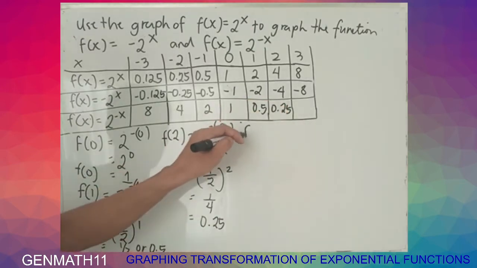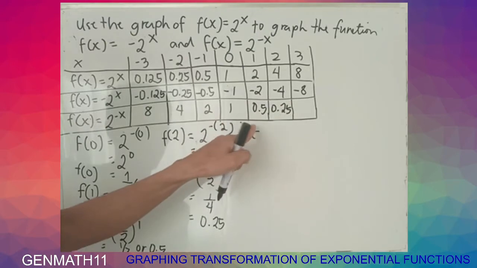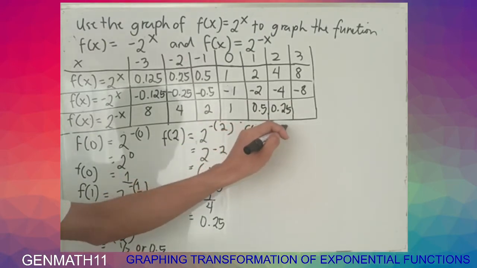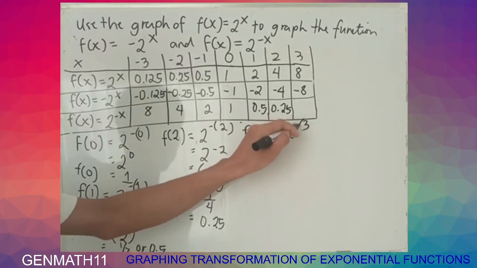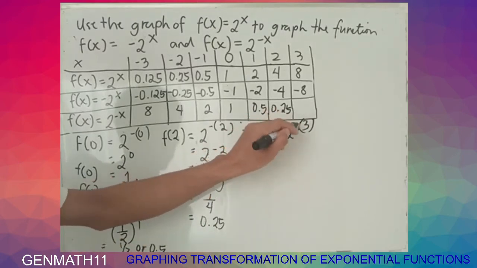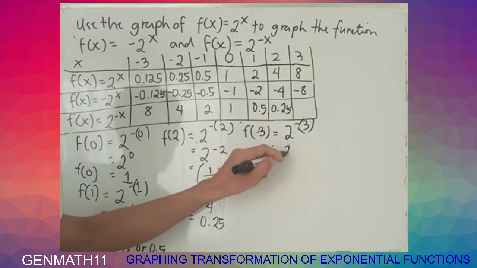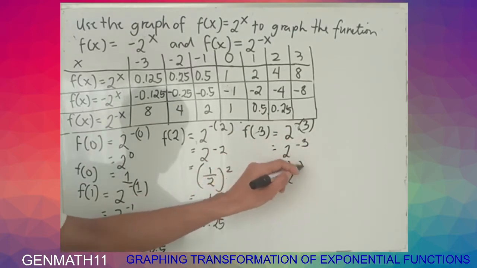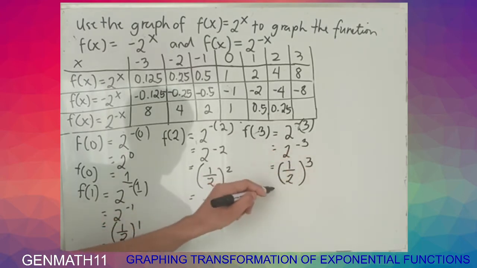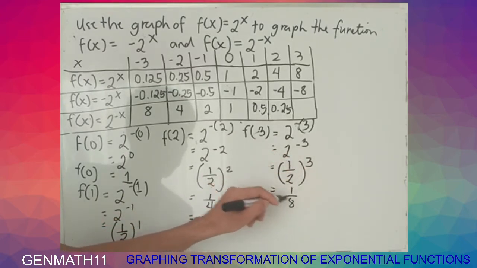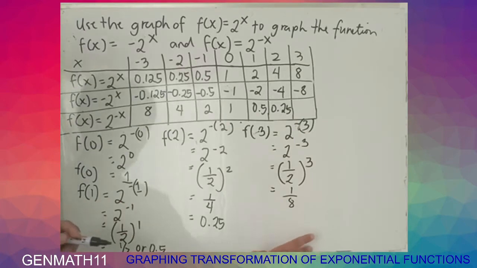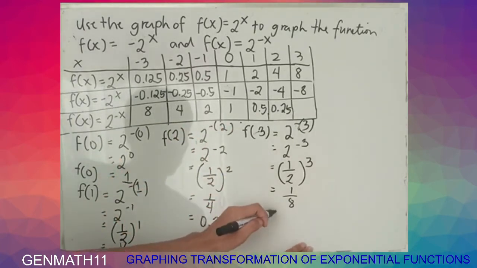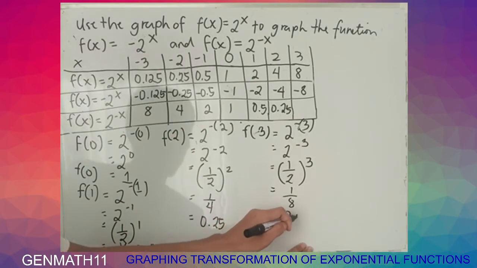Okay, last, 3. 2 raised to negative 3 power, it becomes 1 half again raised to 3. That becomes 1 over 8, because 1 cubed is 1 and 2 cubed is 8, since 2 times 2 is 4, times 2 is 8. Then it is equivalent to 0.125.